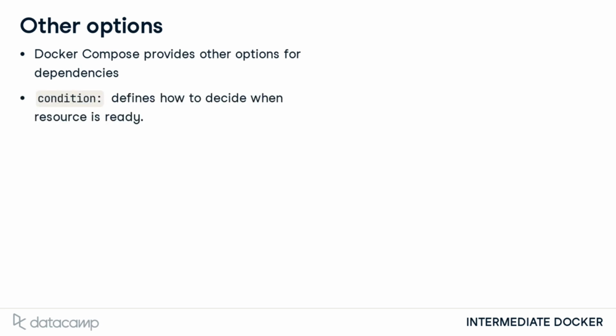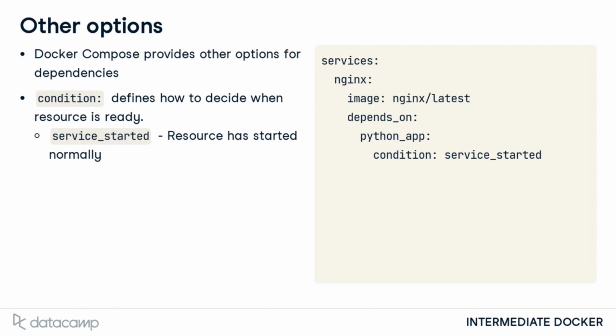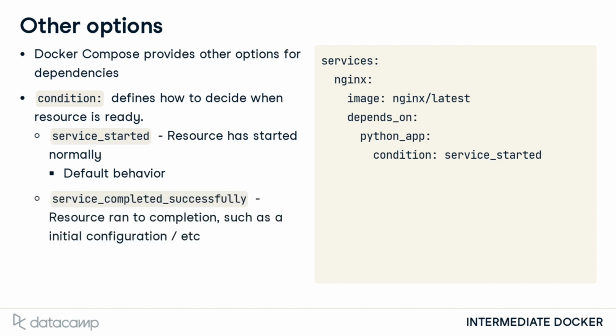The condition attribute tells Docker Compose when a dependency is successfully started and is ready. The first condition is called service_started, meaning the resource must have started normally. This is the same as the default behavior when using a depends_on without a condition attribute. The next condition is called service_completed_successfully. This indicates that a resource ran to completion before moving to the next resource. This isn't used often, but could be as a setup resource, a configuration validation, or anything where you need steps to occur before starting an application.